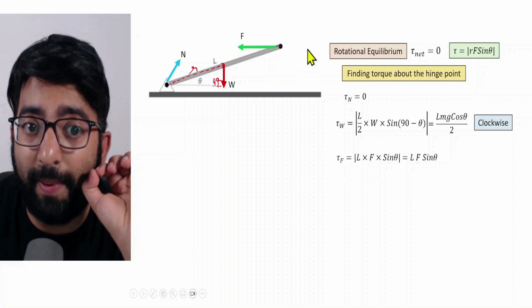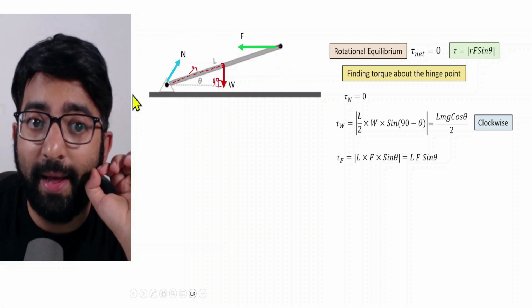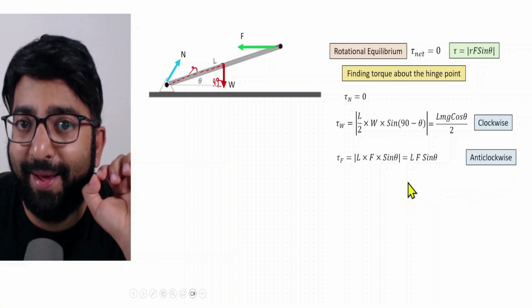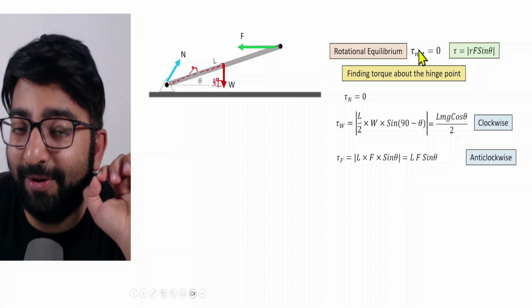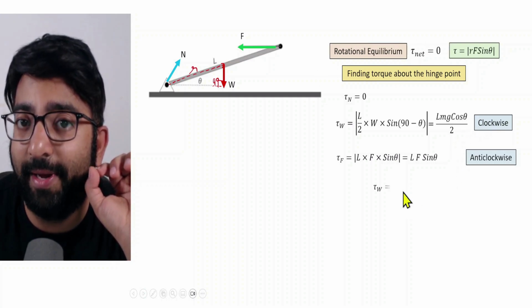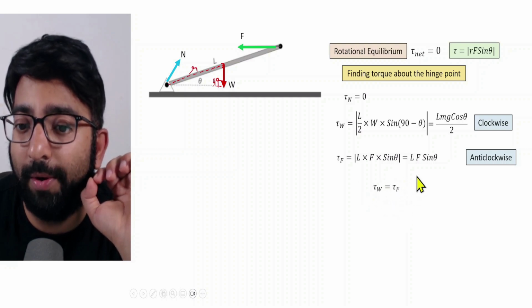Direction is important. So going back to the diagram, F has a tendency of rotating the beam in an anti-clockwise direction. So the torque due to F will be anti-clockwise. And now that's it. We are done. Rotational equilibrium means the net torque should be zero. We have to equate the clockwise and the anti-clockwise torques. So torque due to W should be equal to the torque due to F.